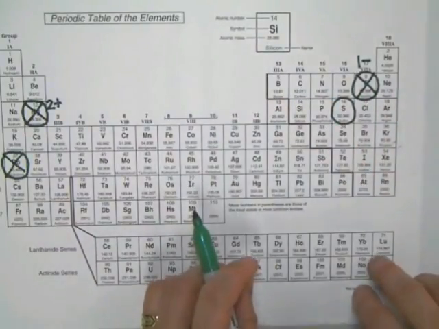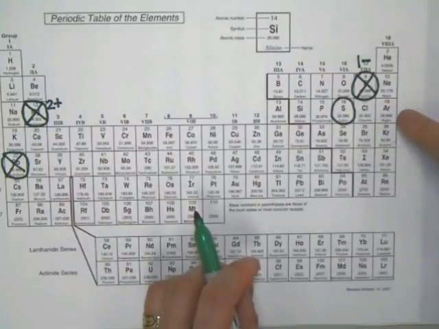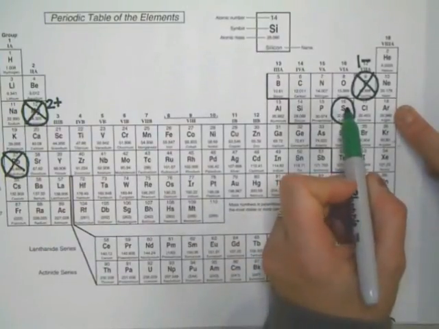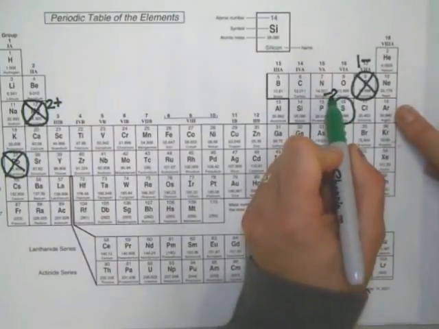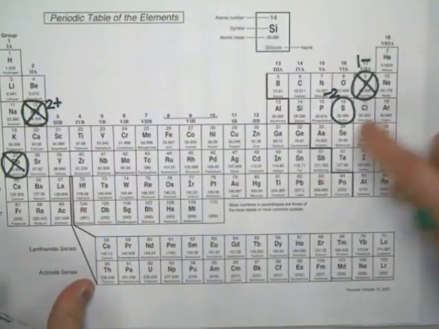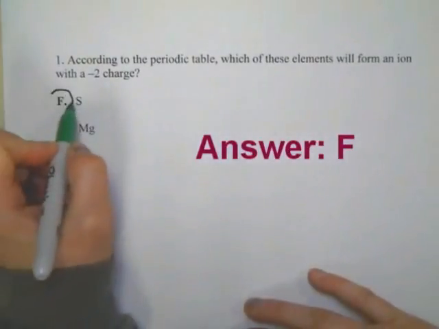One choice left must be sulfur, but we always check to make sure. This has 16. Notice the 2 closest noble gases, 18 is much closer than 10. That is 2 places away, and you do have to gain 2 negative electrons in order to be like number 18, which gives you that -2 charge. So the answer for this one would be sulfur, which on your paper would be choice F.